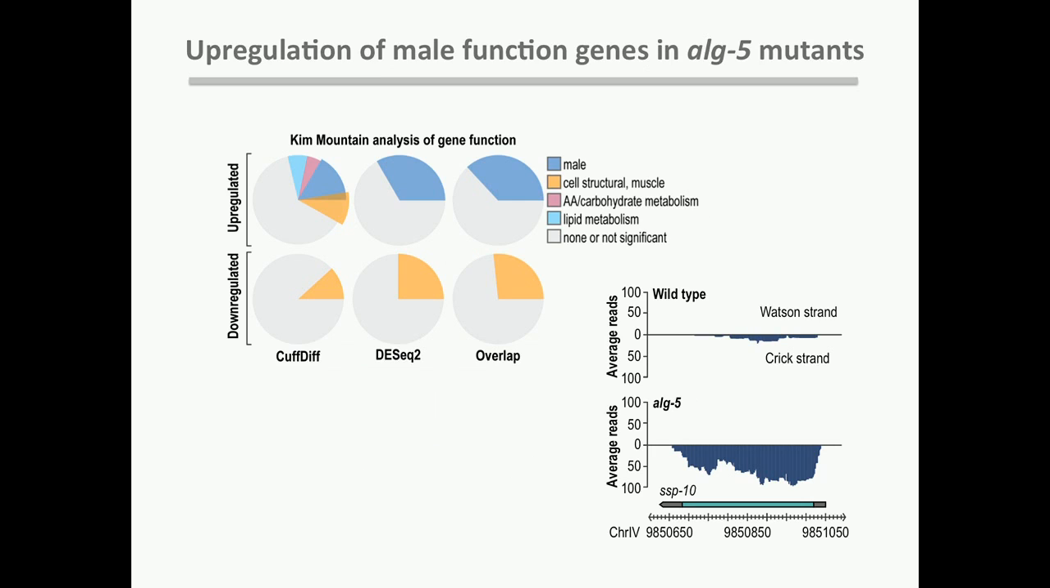Now, within the upregulated gene set, male function genes, particularly sperm function genes such as SSP10, shown here to the right in this little genome plot of SSP10, were significantly enriched regardless of whether we used Cuffdiff or DESeq, or if we simply looked at the overlap between the genes that came out of those two methods. My shading got a little bit washed out there. That should be a pie chart with a big gray slice that you can't see. And within the downregulated gene set, cell structural and muscle genes were significantly enriched.